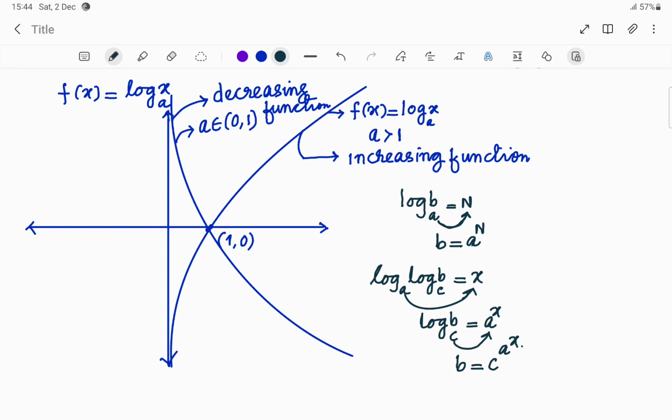In this class, we have seen what is the definition of an exponential function, and then what is its domain, range, and how you can draw the graph of an exponential function, how they look like. And next, how to convert exponential function into a logarithmic function. What is the domain of a logarithmic function, and what is the range, and then how the graph of a logarithmic function looks like. Okay.